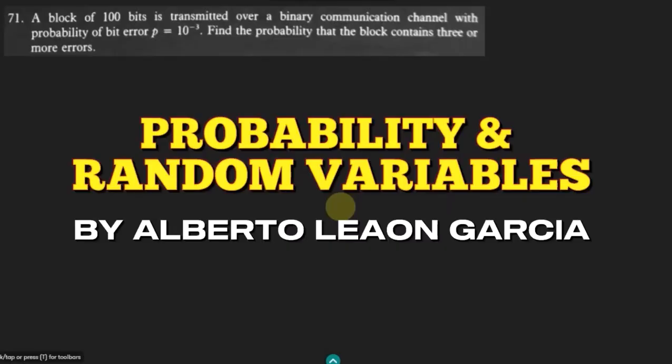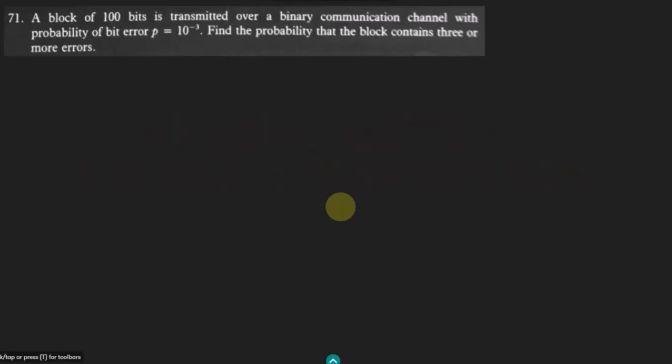Welcome back, guys. This is probability and random variables, and this is question 71 of the book by Alberto Leon-Garcia, second edition. Here we are asked to find the probability that the block contains 3 or more errors. The statement says a block of 100 bits is transmitted over a binary communication channel with the probability of error 10 to the power minus 3.